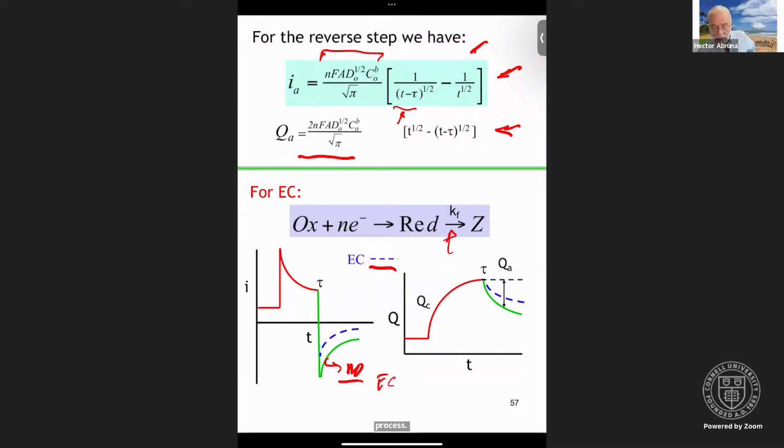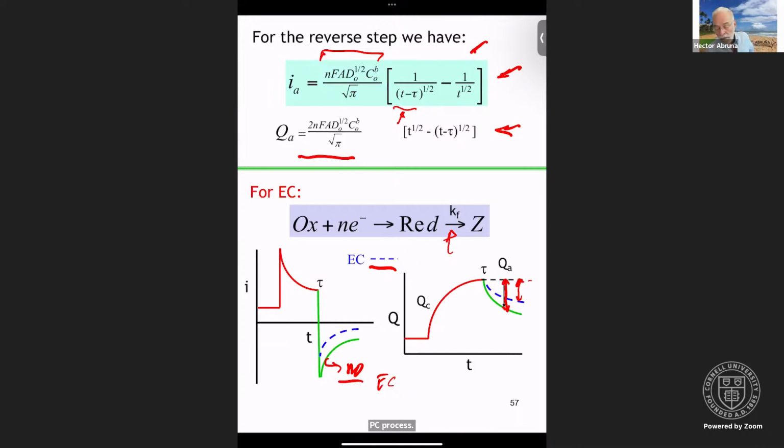The analogous thing here in terms of charge, so here the dashed line would be for a straight integral of the charge. The green would be with no EC, and the blue is when you have an EC process. Why is the profile lower? Because remember, what we're plotting here is charge, right? Which means that if you have an EC, you have less charge on the reverse step than if there was no EC process.